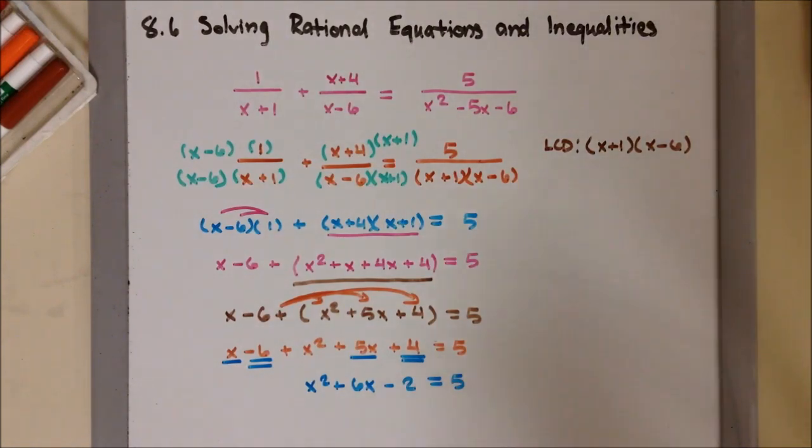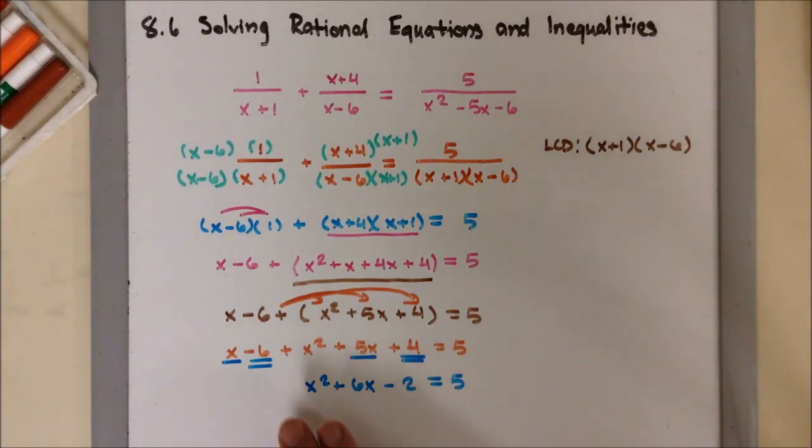So before I do anything else, I notice I just have an x squared on the left side. That means that I'm going to have a trinomial, a quadratic equation. So at this point, I should know that I'm going to have two answers since there's an x squared.